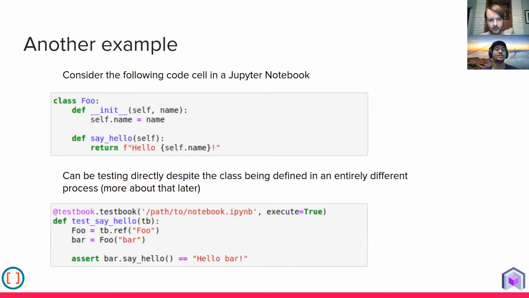So here's another example. They've got a class called Foo. Similarly, you would test this class where you create a reference to that class, and you instantiate it by passing in something like a string called bar, and then you would call bar.say_hello, and then assert that it returned what it should. So again, if you squint your eyes, you would think that you're writing a test for a class in a Python module, but it's actually sitting in a notebook.